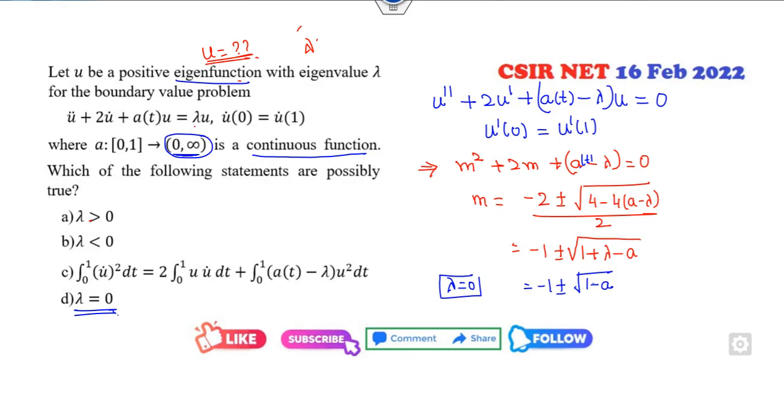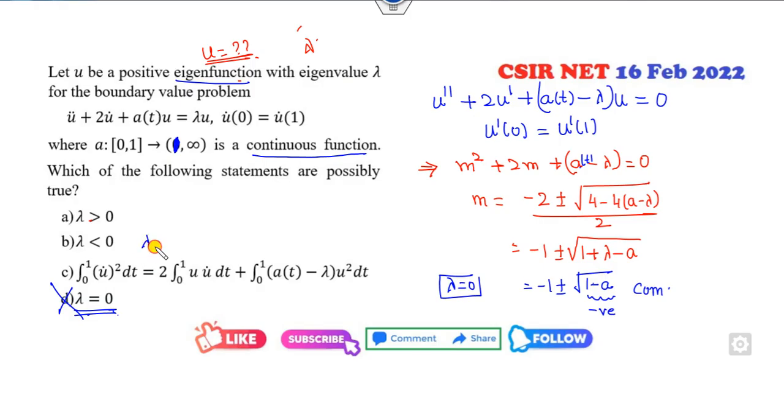I just checked the question paper and it is given as a 1 instead of here. Now if it is a 1, then what is the value of 1 minus a? Because a is always greater than 1, so this number will be negative. That is a complex number. But eigenvalues are always real, so whenever lambda is 0, this number is negative, so it's a complex number. That is not possible.